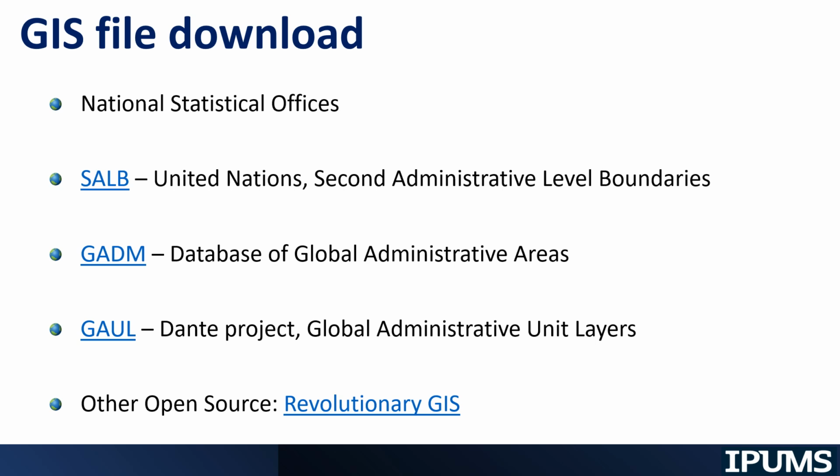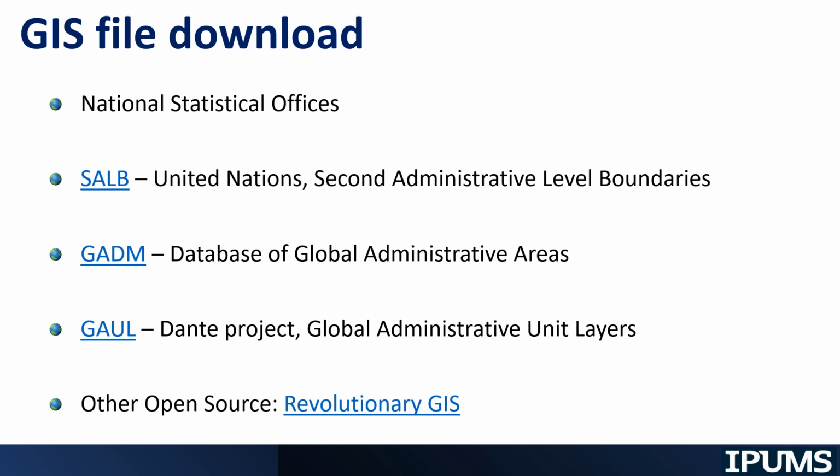The GADM, the Global Administrative Boundaries database, is one of the common sources. Their boundaries are very detailed. They go down to lower levels of geography, but the big problem with them is they only care about the most recent boundaries. They do not have a database of older boundaries. So they are very good with the current statistical files. The other is GAUL, the Global Administrative Unit Layers, by the Dante project. We use them sometimes, but I think in between GADM, SALB, and National Statistical Offices, most of the times we are covered with our GIS files.